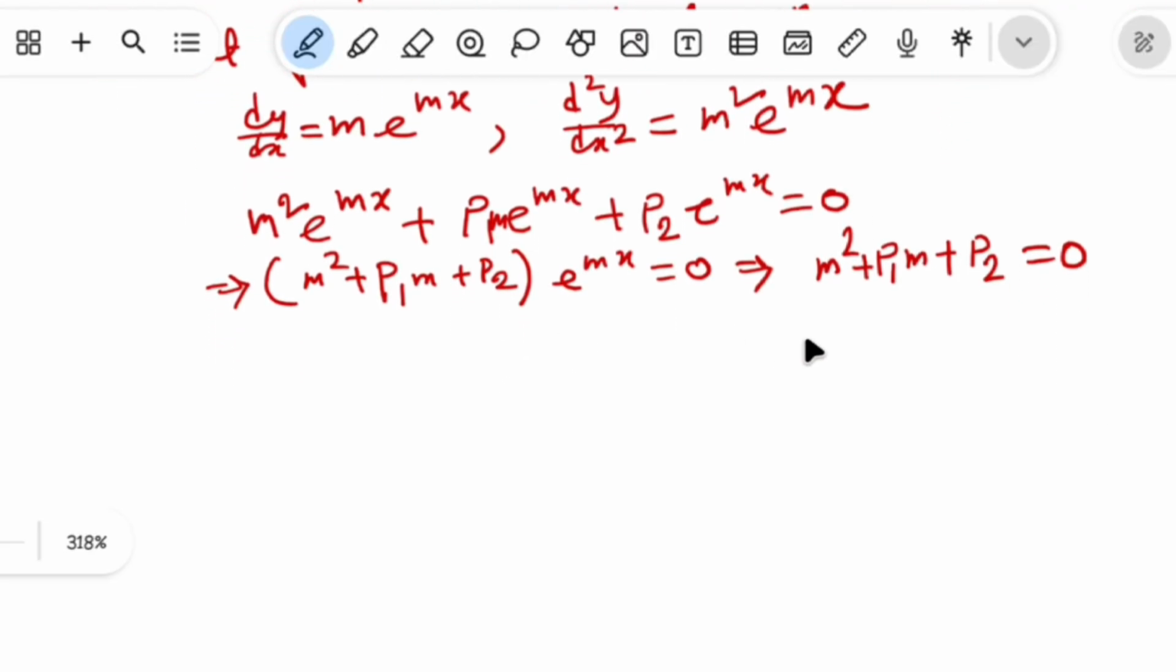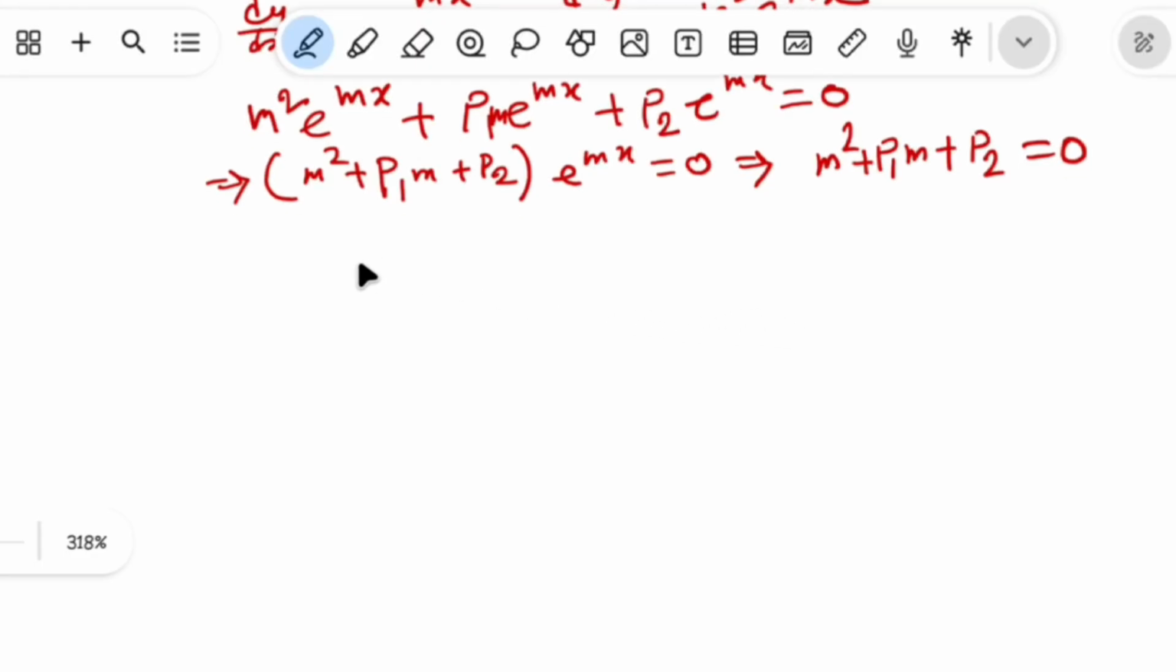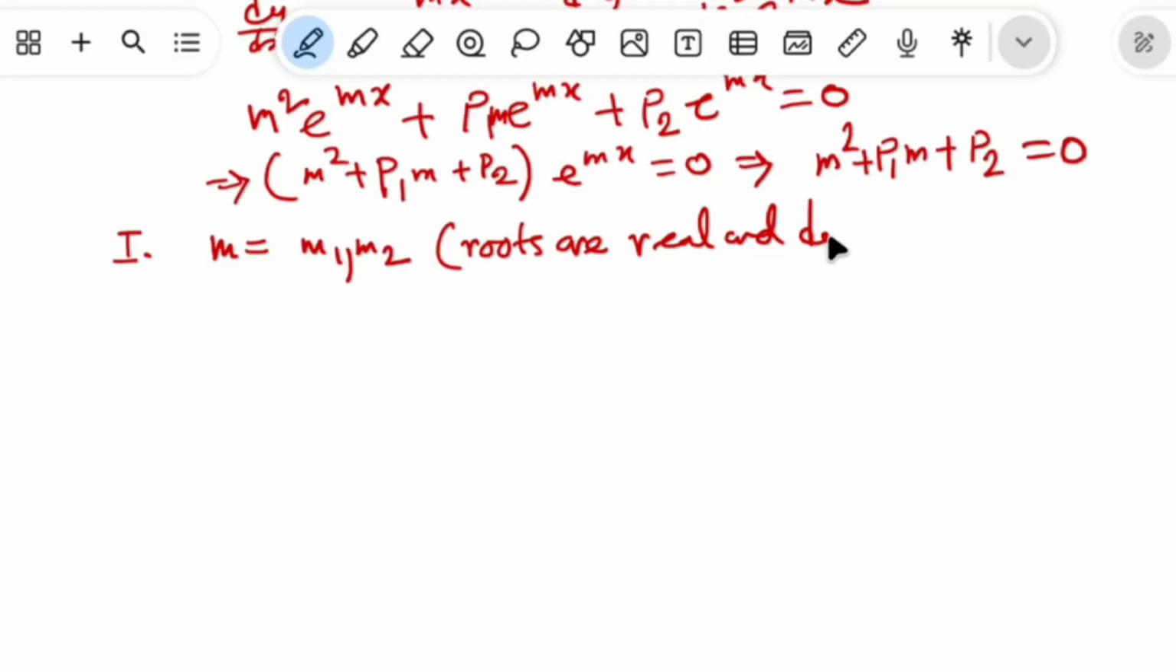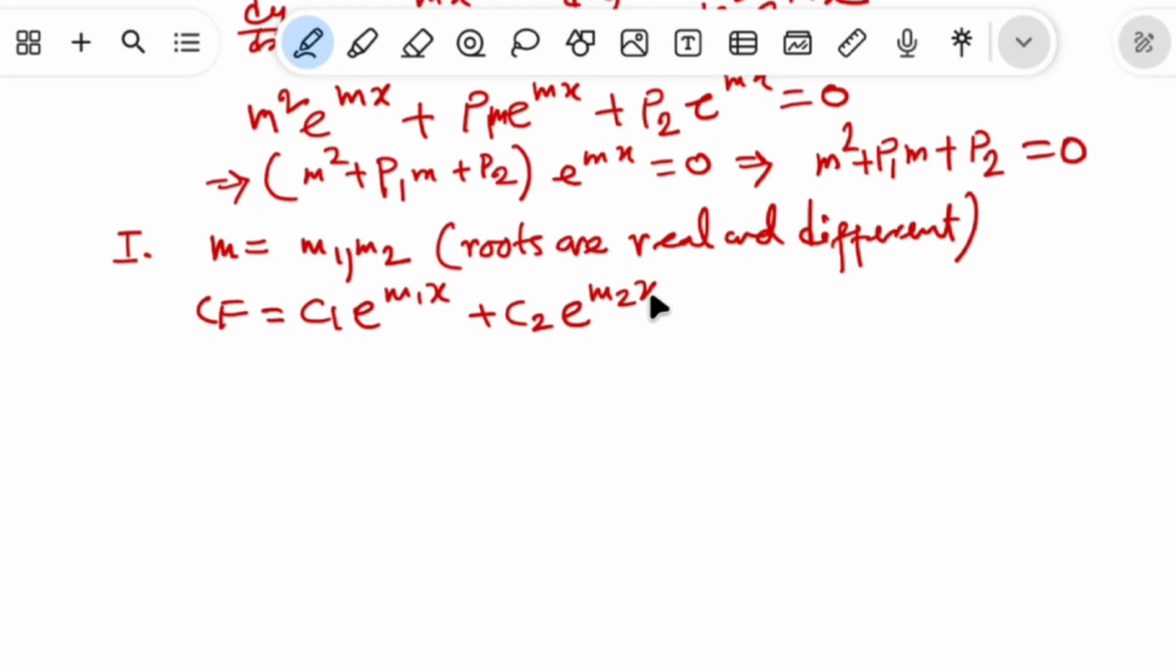Now see students, this is a quadratic equation, and for quadratic equation we know that we have two roots, and how many types of roots we will get? We will get three types of roots. First one, suppose value of m is m1, m2, that means roots are real and different, then our CF is C1 e^(m1 x) plus C2 e^(m2 x).